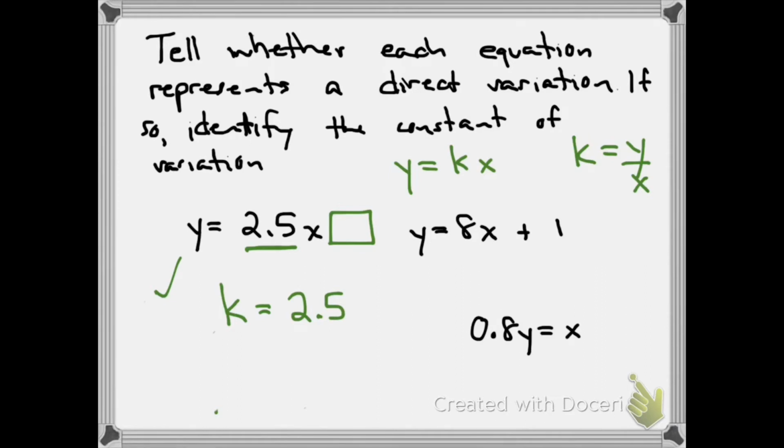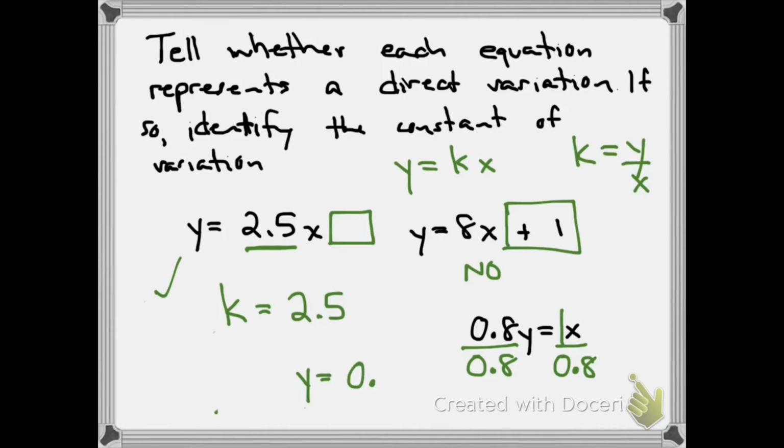Now, once again, we go to this one. We want to determine whether it's a direct variation. Well, we have this right here, so it's a big fat no. We can't go any further than that. This next one is a little tough because the y is not by itself. So we want to divide by 0.8, and we do that to both sides. Take note that the coefficient with the x is 1. So your new equation is y equals 1 over 0.8x. There's nothing following the x, so it's a yes. And this would be your constant of variation.